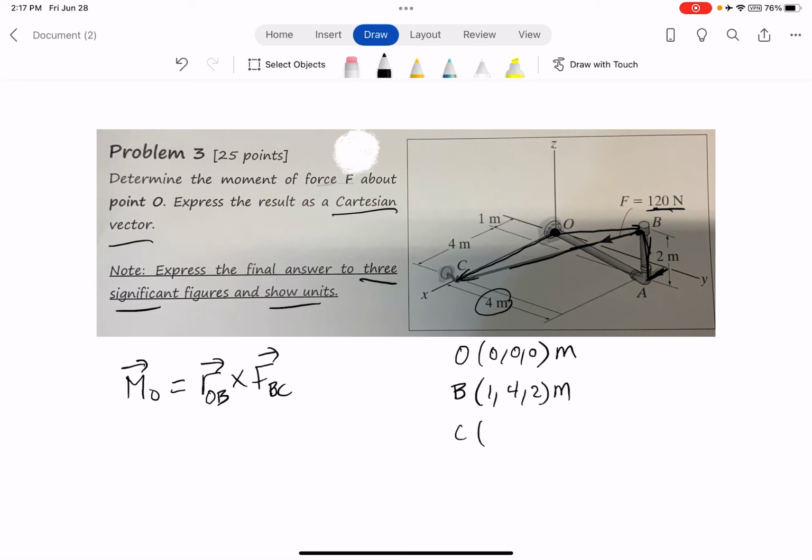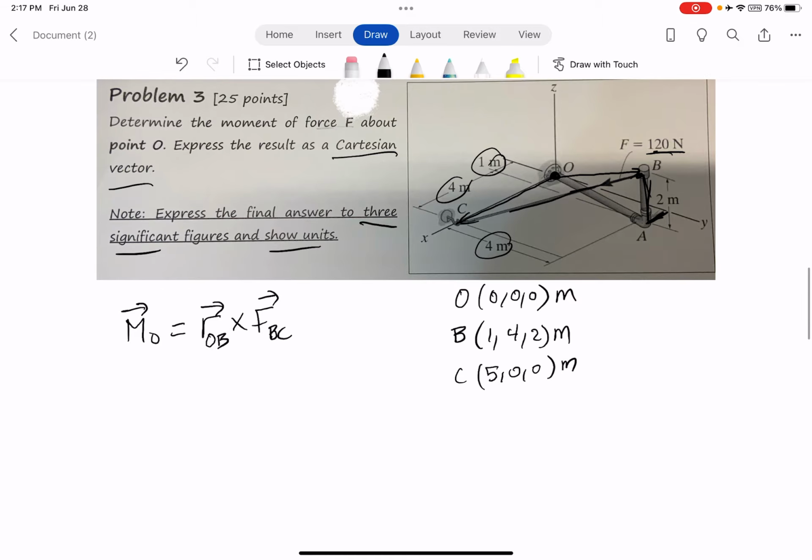And let's look at point C to finish it up. C is at the x-axis, and it is 1 and 4, so it's 5, 0, 0 meters. Now let's find ROB, B minus O. So I plus 4J plus 2K. That is ROB.